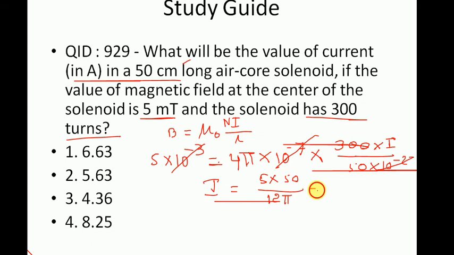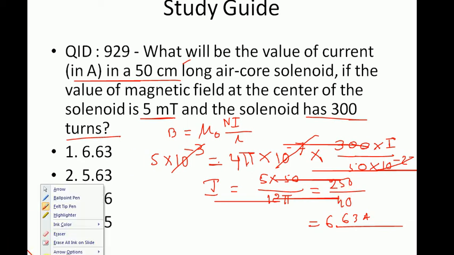5 into 50 means 250. And 12 pi, what is pi? Pi means 3.14. 3.14 into 12 means around 40, not exactly 40. So 250 divided by 40 is around 6.63. How can we calculate that? See, it will be slightly larger than 6, not too much larger than 6.